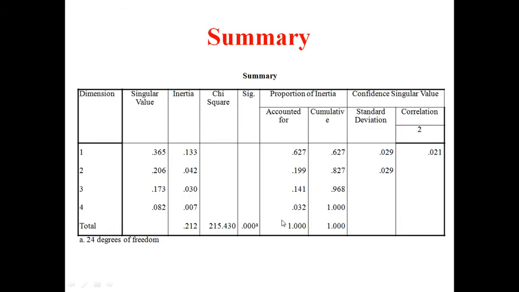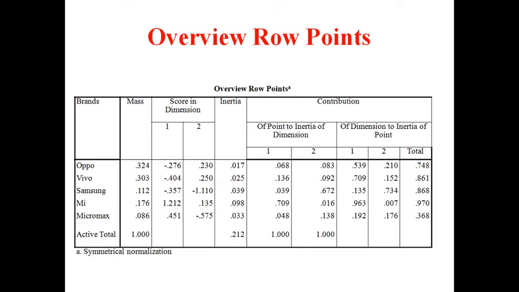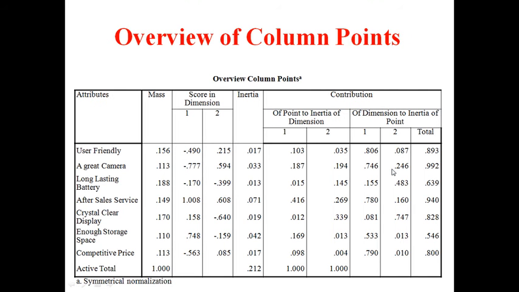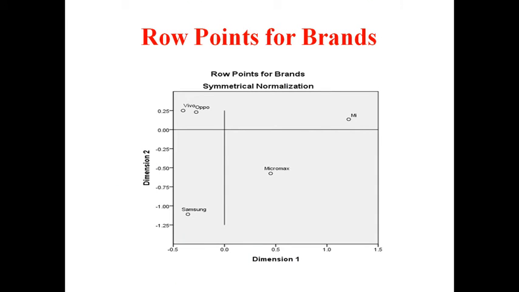And then this is the summary table you can see here, this is the chi-square value, all are the singular values, the R value you can say. Then this is the inertia, square of R value, and these are the accounted for percentage. So we have already discussed how to calculate this. Then you can see here, this is the overview of row points, this is the mass function, and how these brands are going to dimension 1 and dimension 2, and what are the weightage going in dimension 1 and dimension 2. Similarly for the column points, then you can see here we have discussed this, Vivo and Oppo are related.